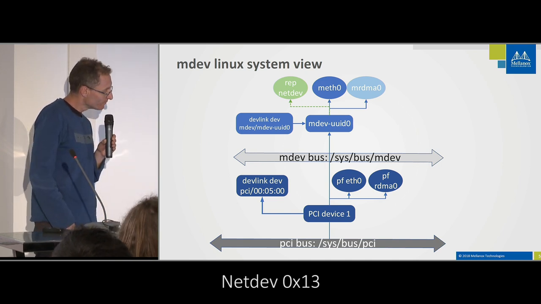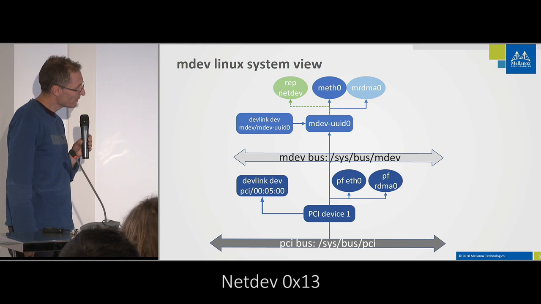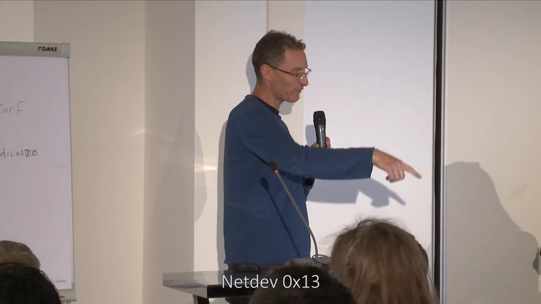One basic question, I guess. How is this different from the VF stuff, PF, VF representor? Because in the VF stuff, each such net device is backed by a different PCI function. And here we have one function that corresponds to multiple devices. Got it.